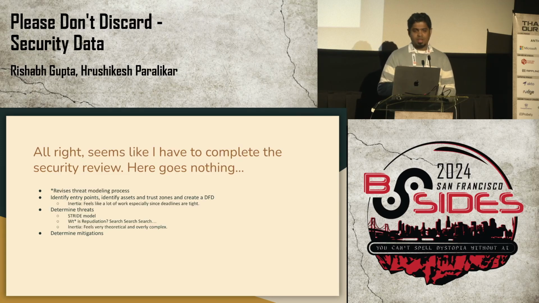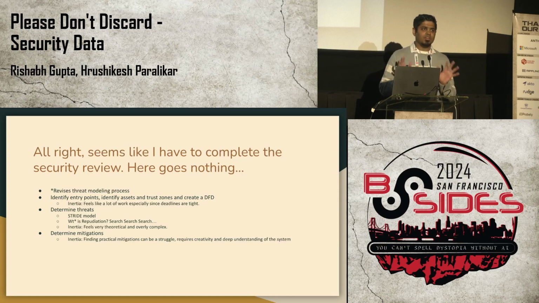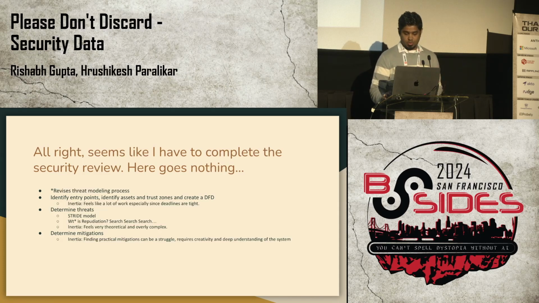So now I'm determining the mitigations. I'm really struggling over here. Some of them are fairly straightforward, so I've got the hang of it. But for most of it, I don't really have a clue how to even mitigate all these problems, right? So I'm going to need some help on this one as well.